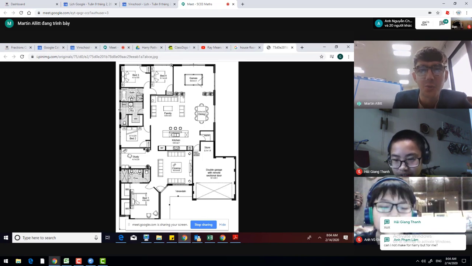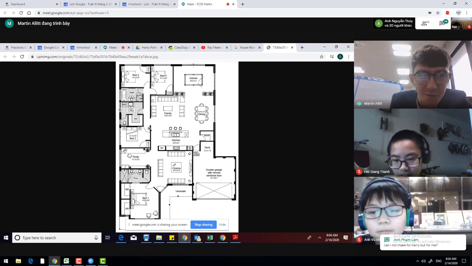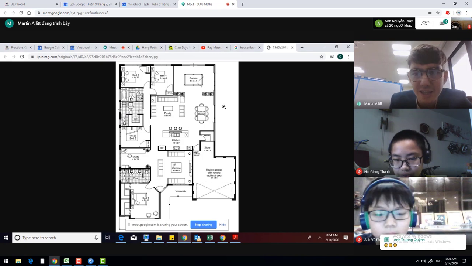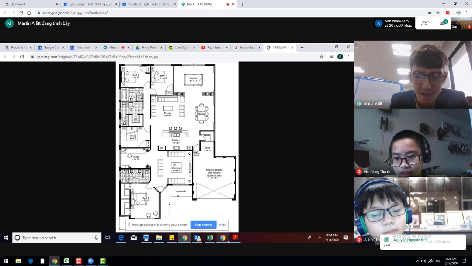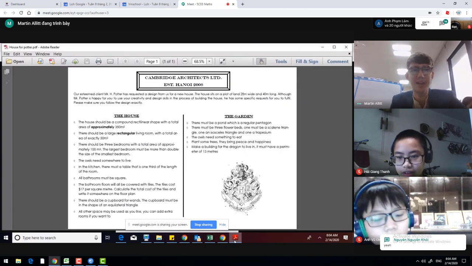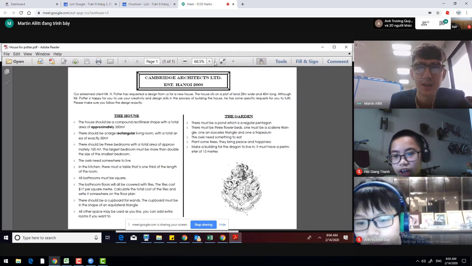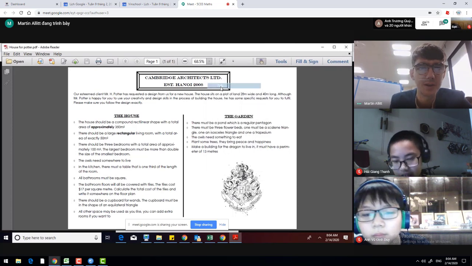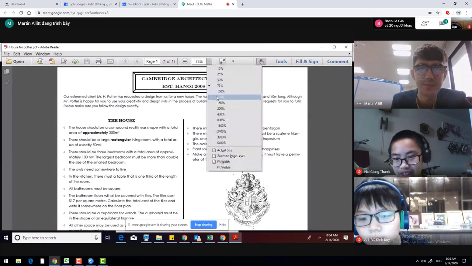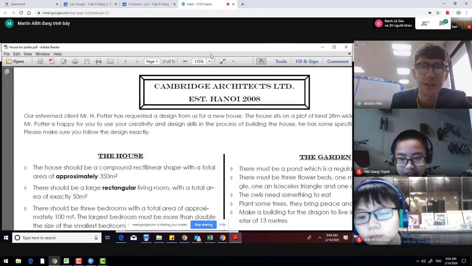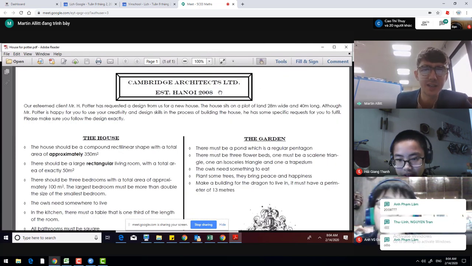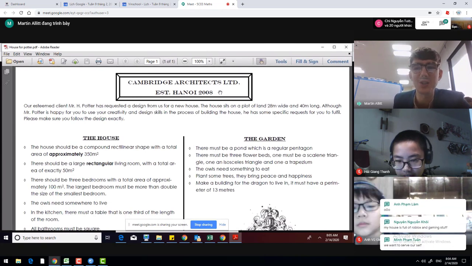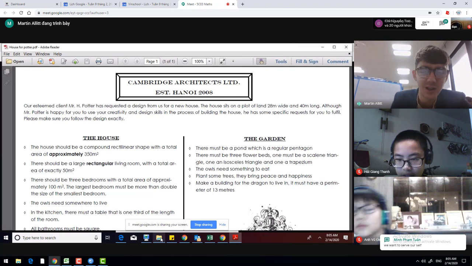And obviously these are the walls around the outside. We've got the doors here. And then these thin parts, these are the windows. Here it is. Our esteemed client, Mr. H. Potter, has requested a design from us for a new house. The house sits on a plot of land that is 28 meters wide and 40 meters long.